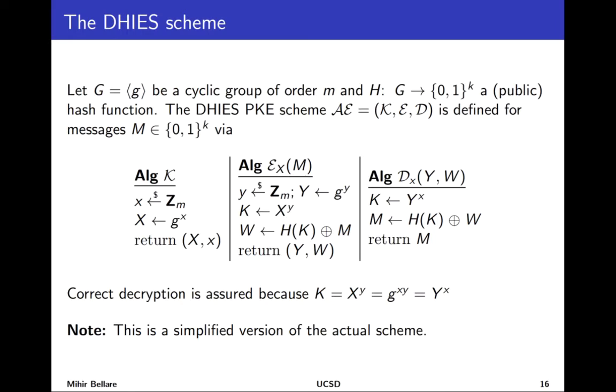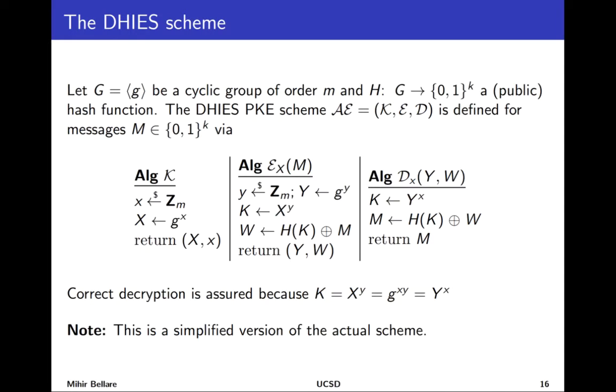And now we have a scheme. It's called DHIES, for Diffie-Hellman integrated encryption scheme. And as usual, to specify it, I have to tell you three algorithms: key generation, encryption, and decryption. The message space is the set of all strings of length k. How does key generation work? It does what Alice did in the secret key exchange.